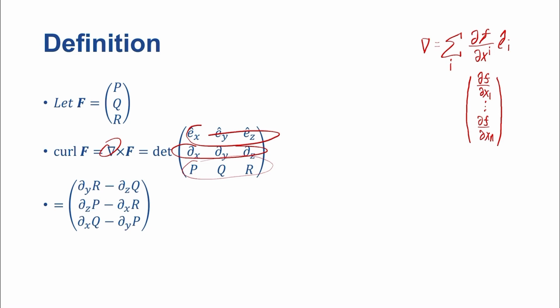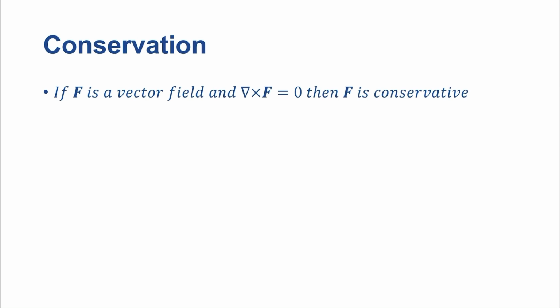Now what's interesting is what curl actually is able to say about conservative vector fields. So let's consider conservation. If we have that F is a vector field and the curl of F is 0, then F is said to be a conservative vector field. Now why would this be?